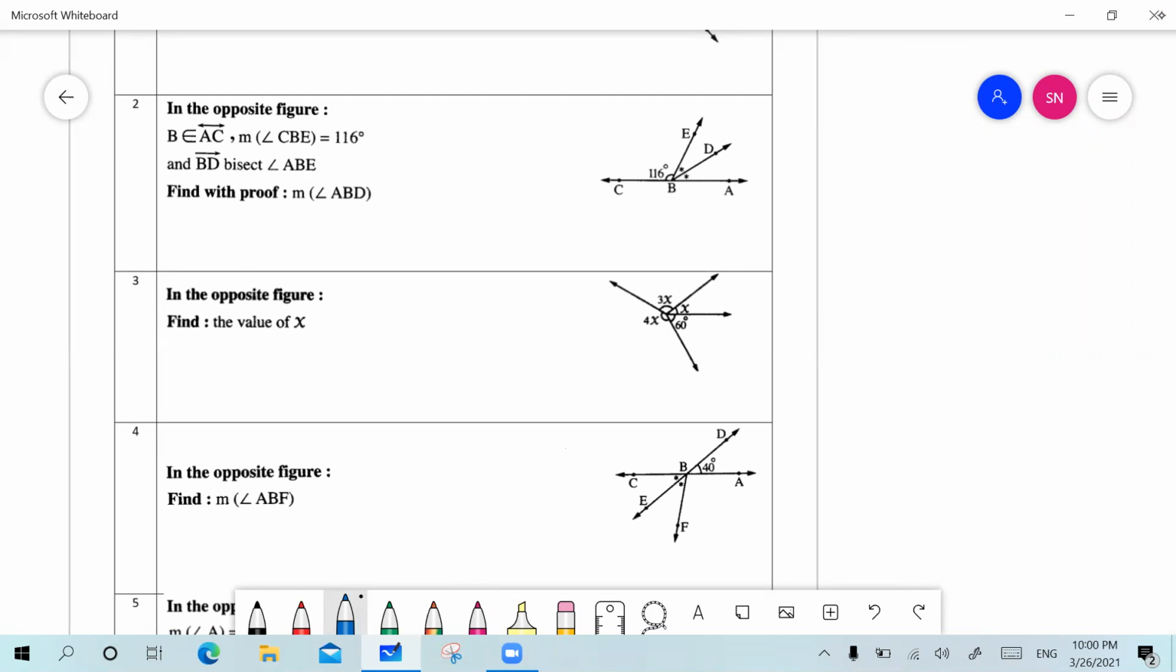Okay, so here in question number 2, I want to find angle ABD. Angle ABD. I need to find this angle. Who's going to answer here? Yusuf.